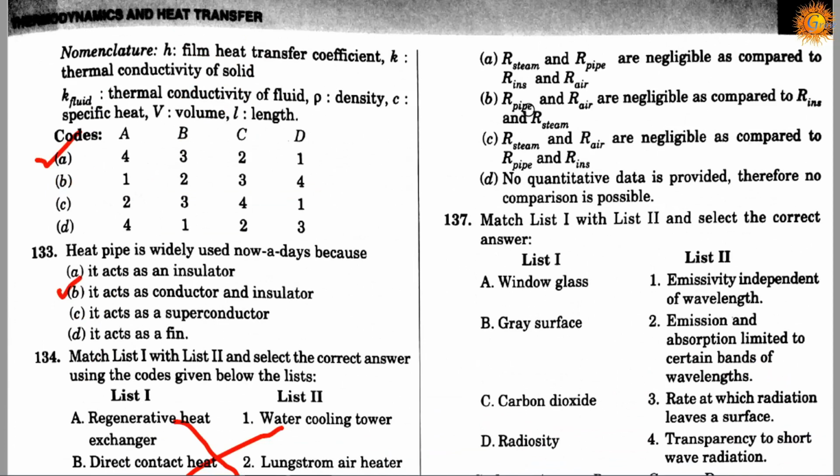Option B is R means resistance of pipe and resistance of air are negligible as compared to the resistance of insulation and resistance of steam. And option C is resistance of steam and resistance of air are negligible as compared to the resistance of pipe and insulation. And option D is no quantitative data is provided, therefore no comparison is possible. So the correct answer is A. R steam and R pipe are negligible as compared to the resistance of insulation and resistance of the air.